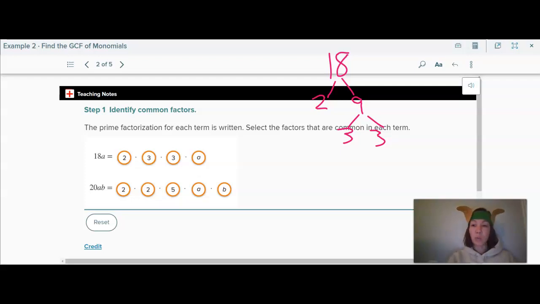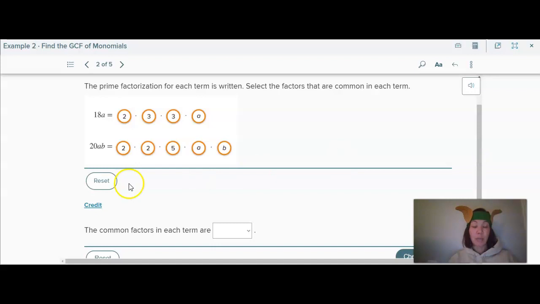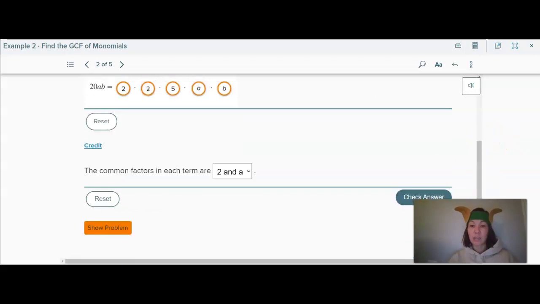And then we could do the same thing with 20. 20 is the same as 4 times 5, and 4 is 2 times 2, and now all of these numbers are prime numbers, so we can't break that down any further. So this is 2 times 5 times a times b. So you can find the prime factorization of each of the monomials, and then the common factors in each term. Each one has a 2 and an a. So 2 and a are the only common factors here.